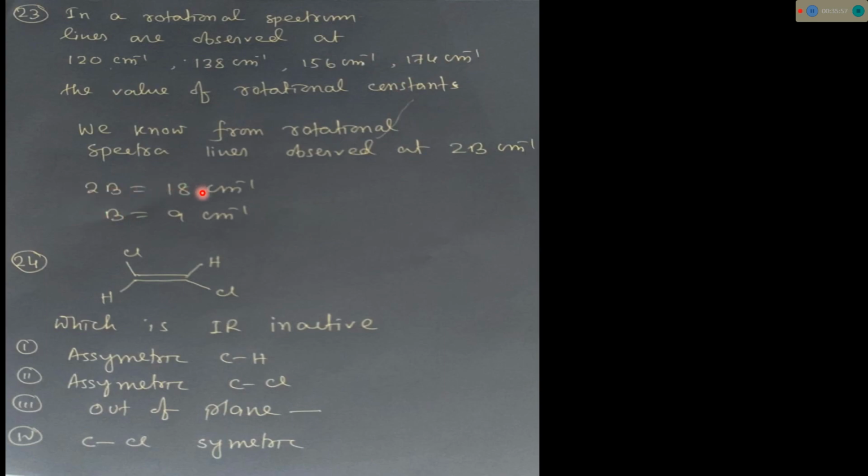So 2b equal to 18 centimeter inverse, b equal to 9 centimeter inverse. We know that in a rotational spectrum the lines are equally spaced, and the space between each line is 2b centimeter inverse. B is the rotational constant.